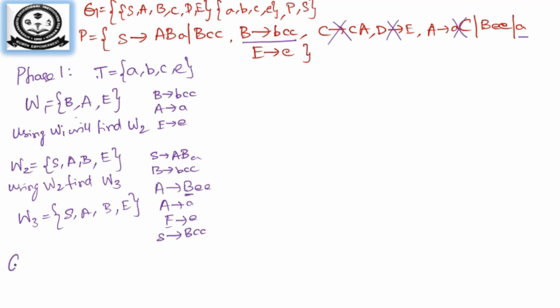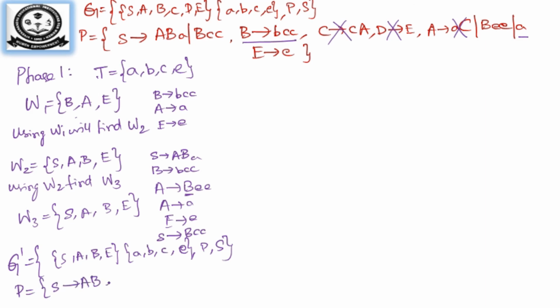So we'll form the reduced grammar G dash, which will have the symbols S, A, B, E, and the non-terminal symbols are S, A, B and E. My production rule and my start symbol: production rule P is going to be S tends to ABA or BCC, and B tends to BCC, and finally you will have A tends to BEE or a, then finally you will have E tends to E. So this is the production rule we have.